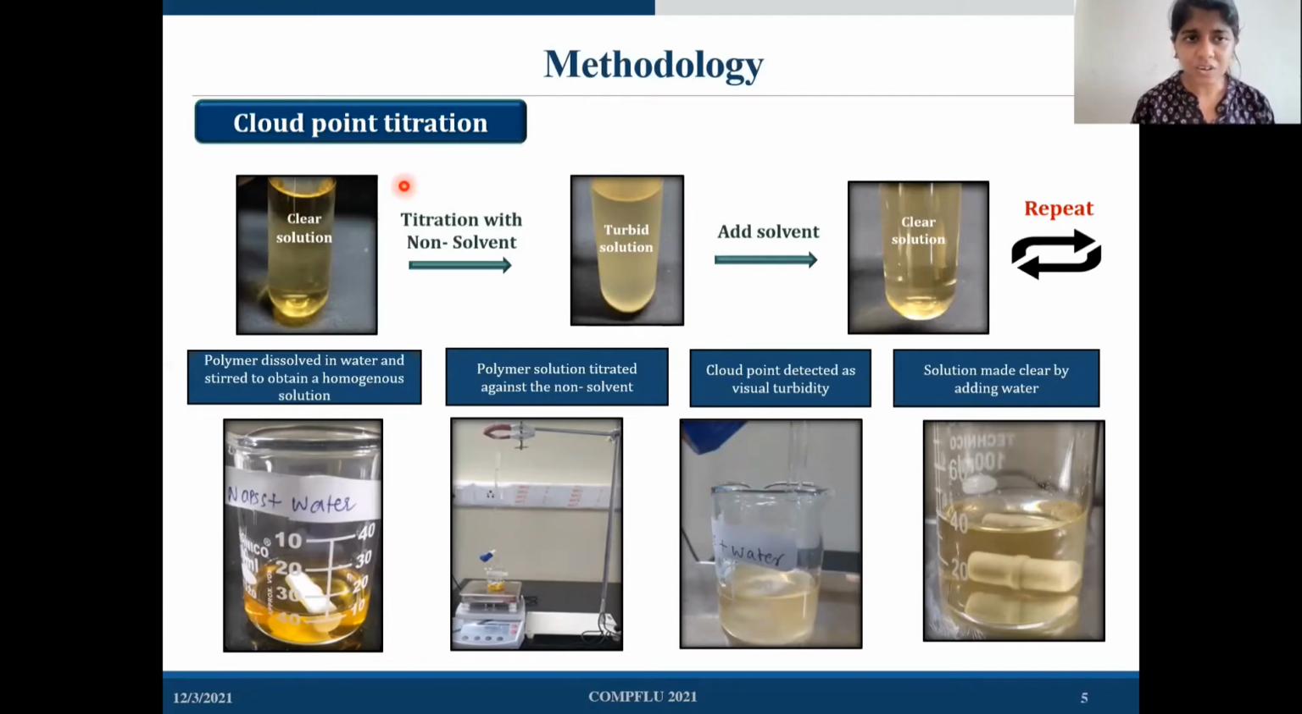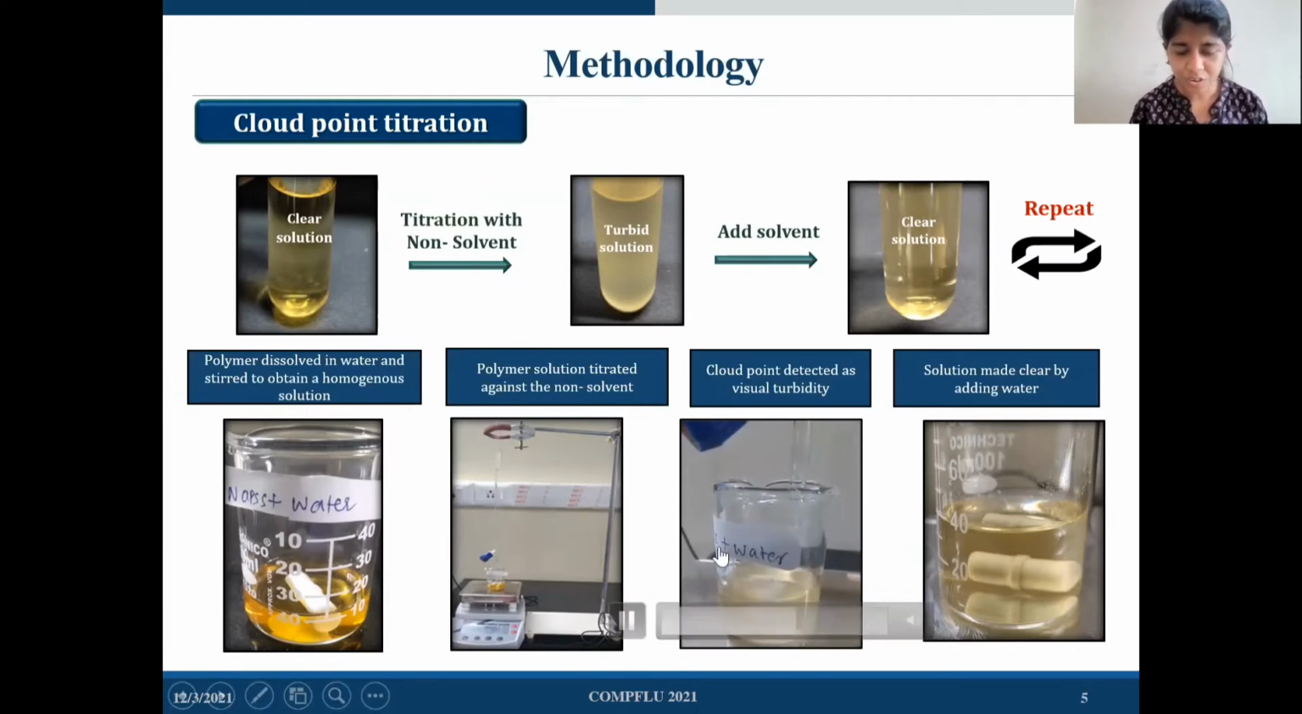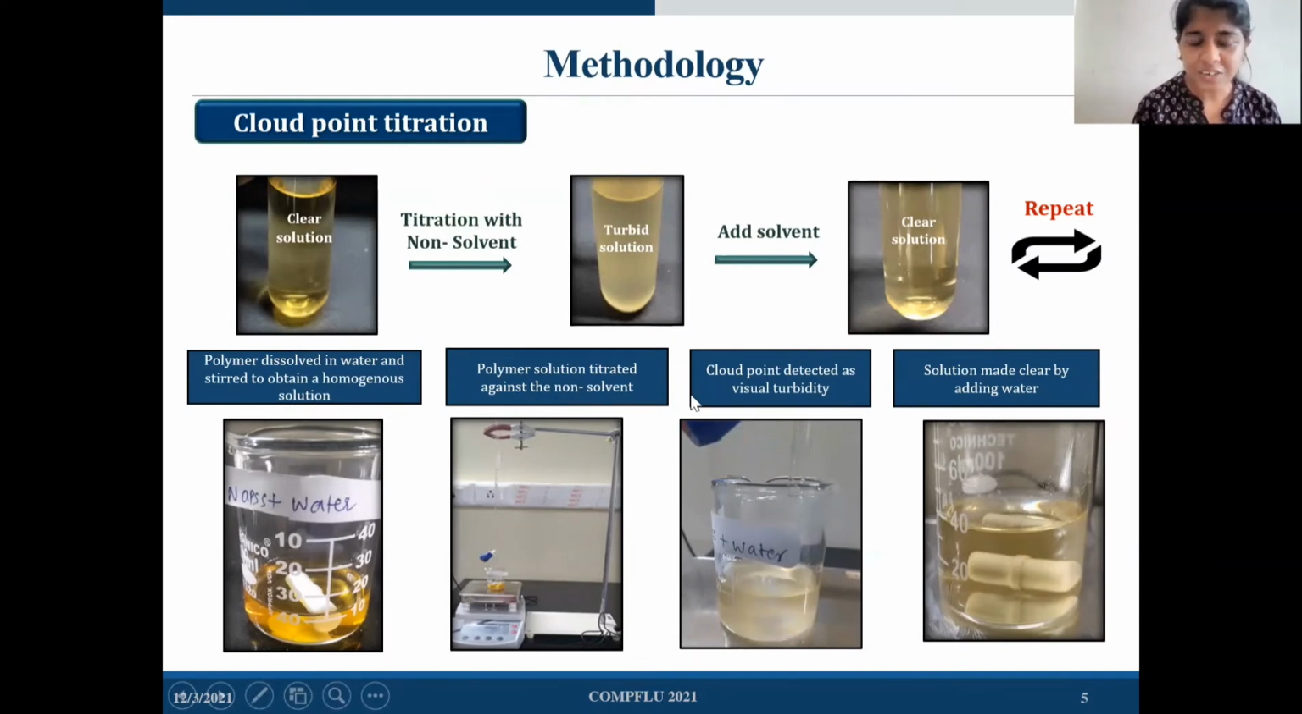Initially, we make a homogeneous solution of the polymer in water, and we titrate it with the non-solvent, that is butanediol. We continue the titration until we obtain cloudiness in the solution. Here you can see the clear solution has become cloudy. Once it becomes cloudy, we make the solution clear by adding more solvent, and we finally obtain a clear solution. This process is repeated multiple times until we get around 10 data points.